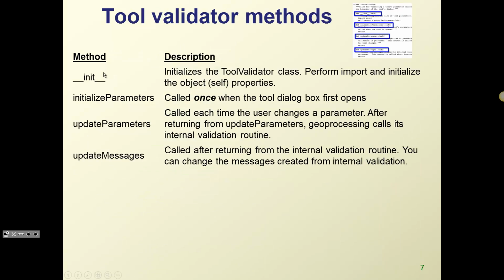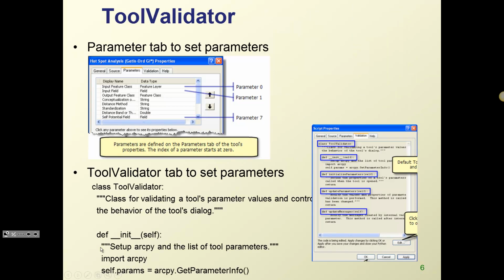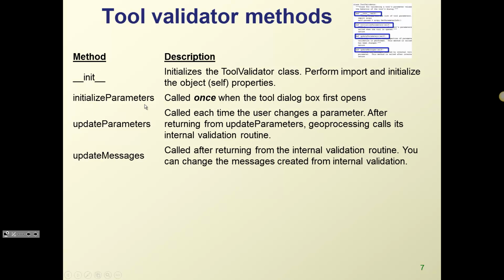As I mentioned before, there are 4 methods inside of the ToolValidator. The init method is there to initialize the ToolValidator class and perform any imports and initialize the object properties. Right now, it's just doing self.params. The initialize parameters method is called once when the dialog box first opens. The update parameters is called every time a user changes the parameters. So this is one that you want to use if you want to do some dynamic behavior with the parameters. So that updates every time a user changes a parameter.